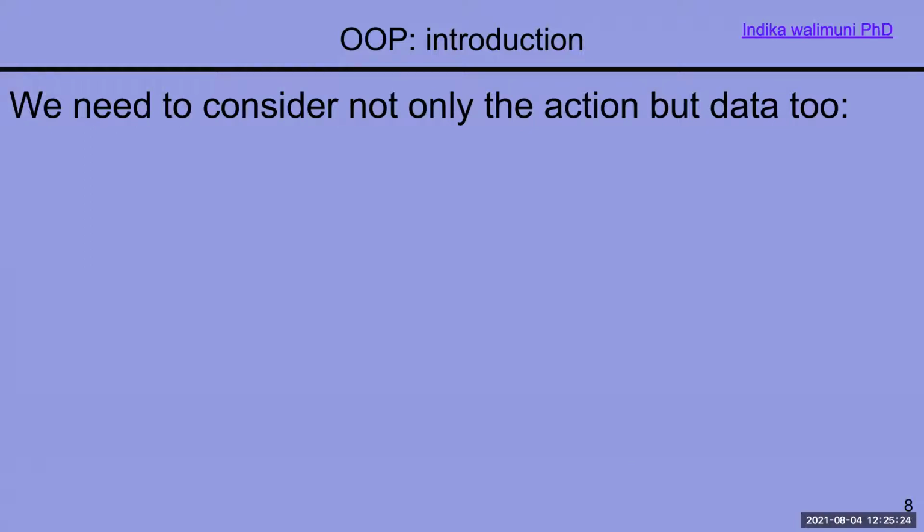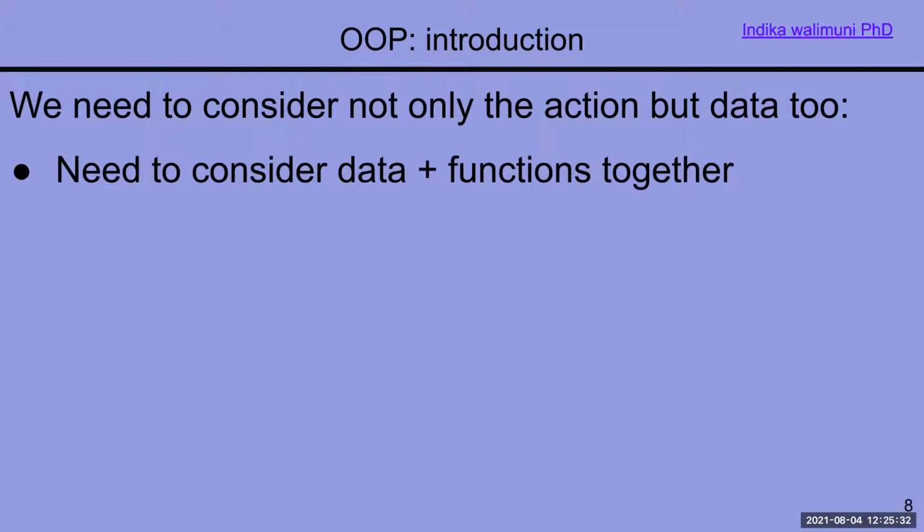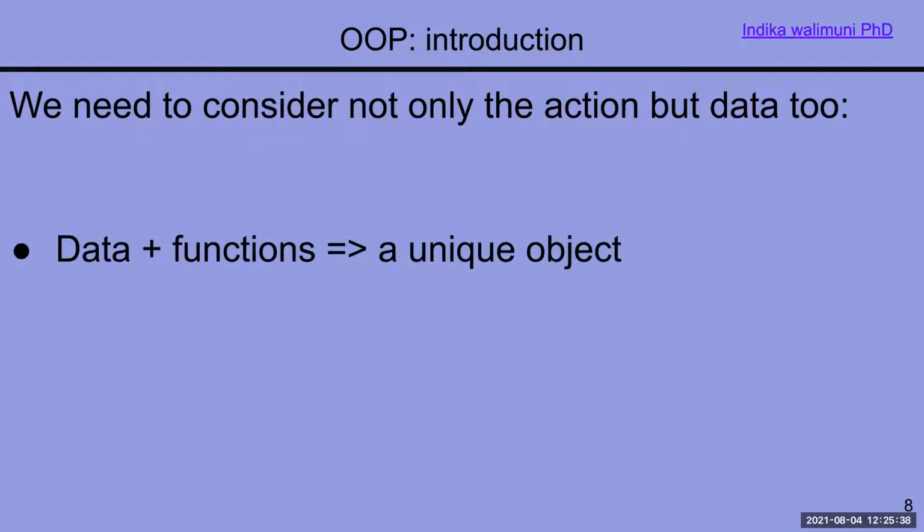Okay. So we need to consider not only the action but data too. So basically we need to consider data plus function together. And when you do that, that's the object. Okay. So basically an object represents a unique set of data and functions.